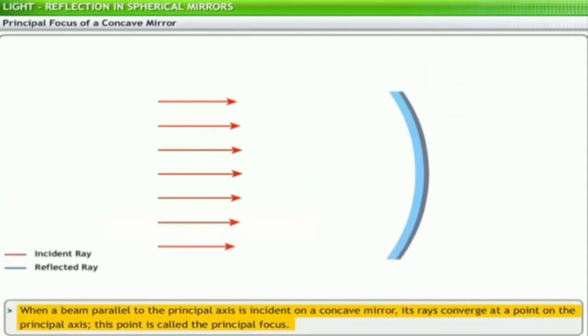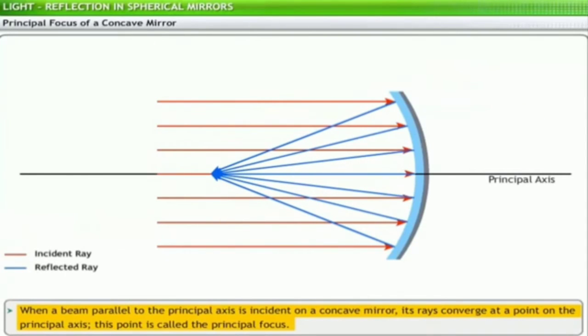When a beam of rays parallel to the principal axis is incident on the reflecting surface of a concave mirror, its rays all converge at a point on the principal axis. This point is known as the principal focus of the concave mirror.